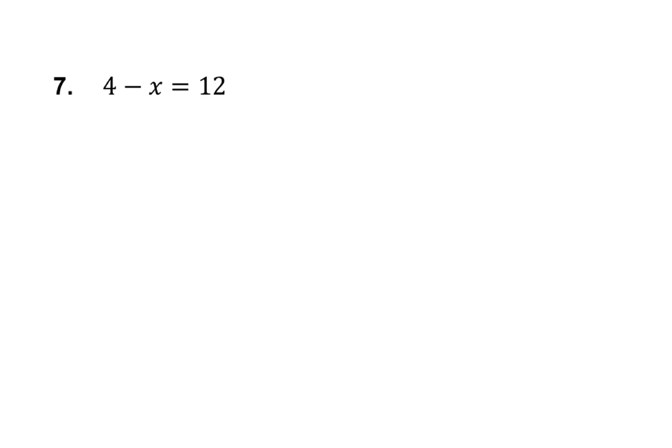All right, question number 7. We have 4 minus x is equal to 12. All right, so looking at this one, we're isolating the variable. And again, that's a positive 4. That minus belongs to that x. In fact, what I'd probably do is come right here and put a 1 right there. And so I'm going to minus 4 on both sides.